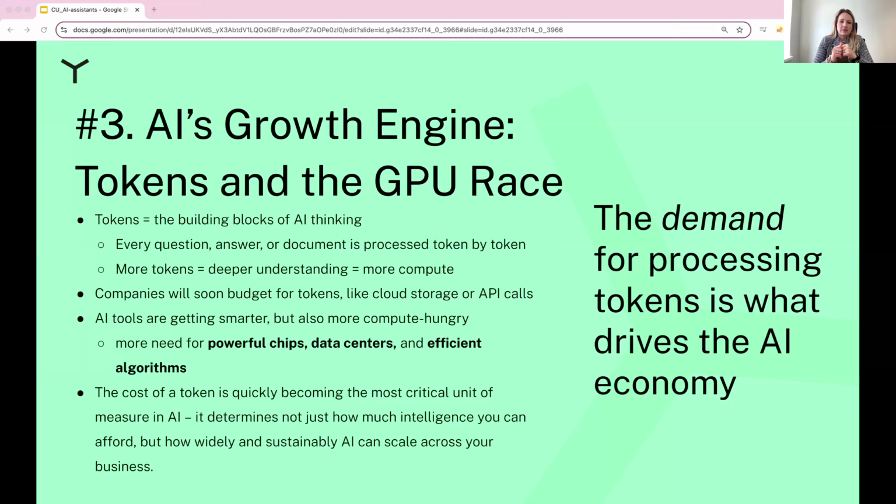And so what this all means is that actually the token is the most critical unit of measure in AI. And it can determine not just how much intelligence you can afford, but how widely and sustainably AI can scale across your business. And I think all in all, this is a really fascinating matter of actually the demand for processing tokens driving the AI economy, and what happens on the business side, but also what happens in the infrastructure side with the GPU race.